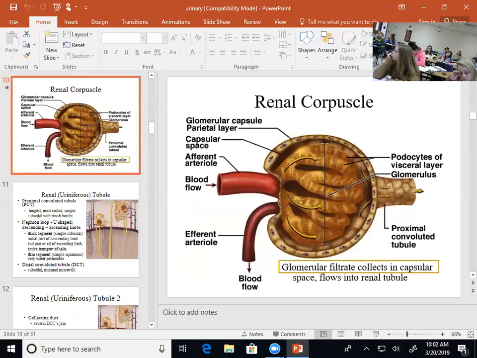All right, would you all want the cells moving through that filter? No, they should not move through the filter at all, but neither should proteins, because proteins are pretty big.